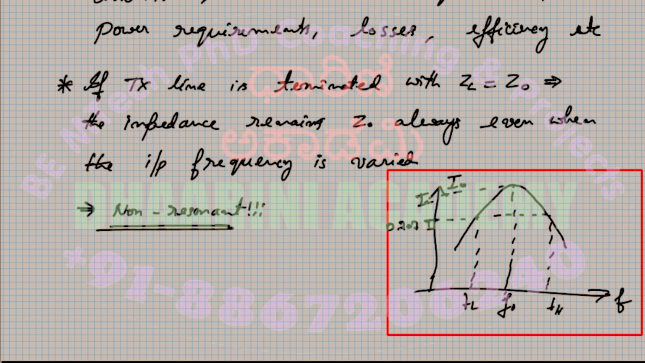Now I'll come to the actual issue. So you understood what it is, right? What happens if a circuit is non-resonant, as you change your input frequency? Because most of the time we apply the transmission line to match the impedance between an amplifier and an antenna. 99% of the time, this is the application.